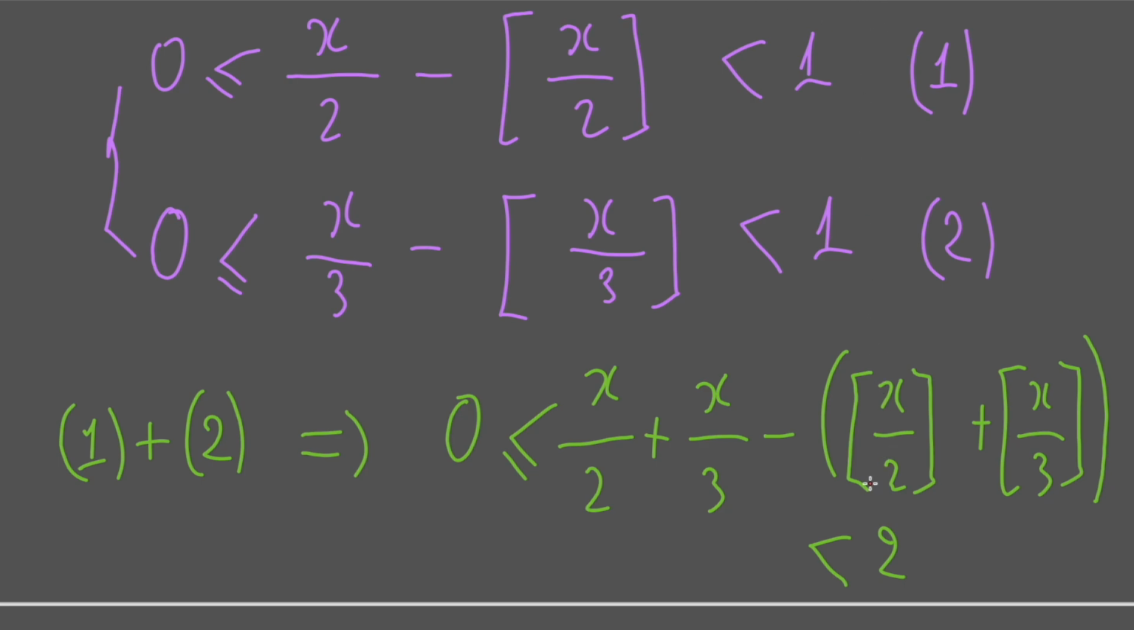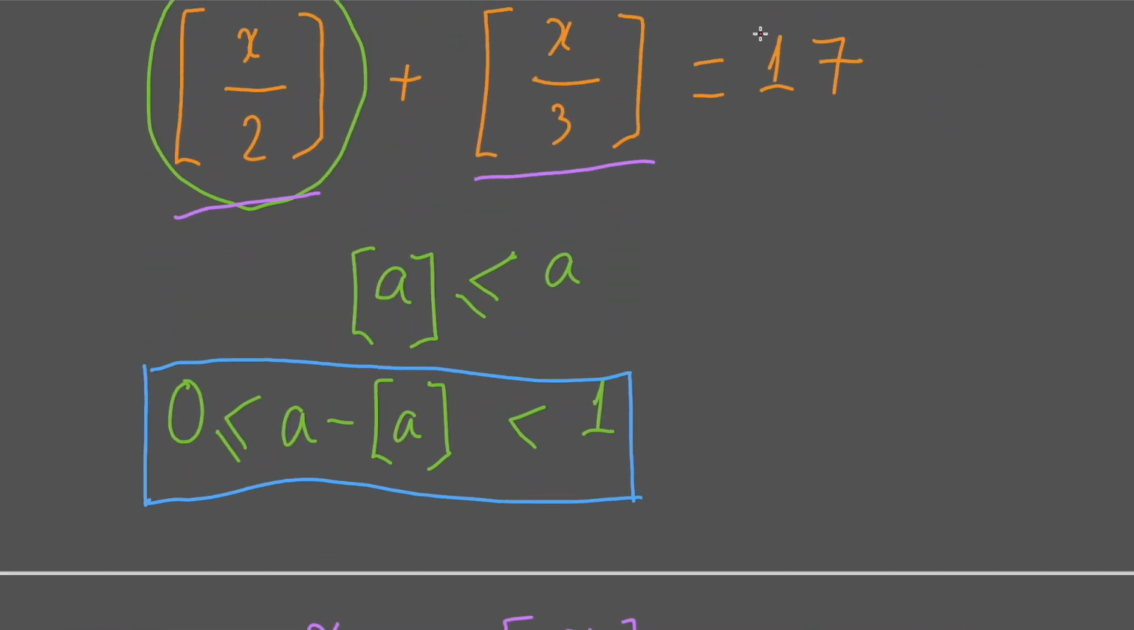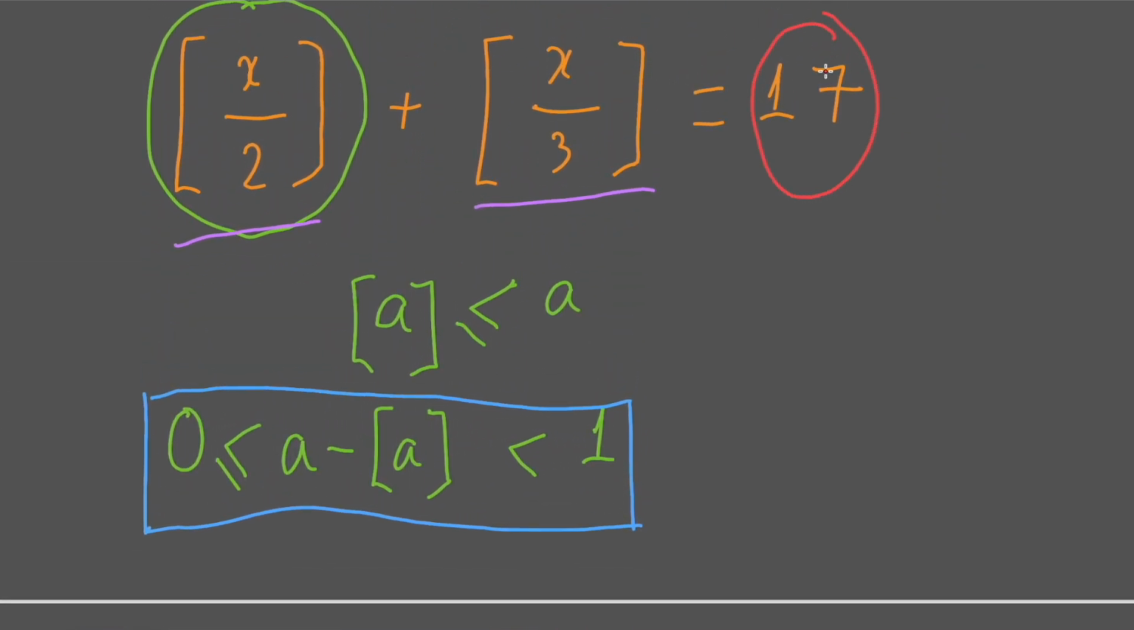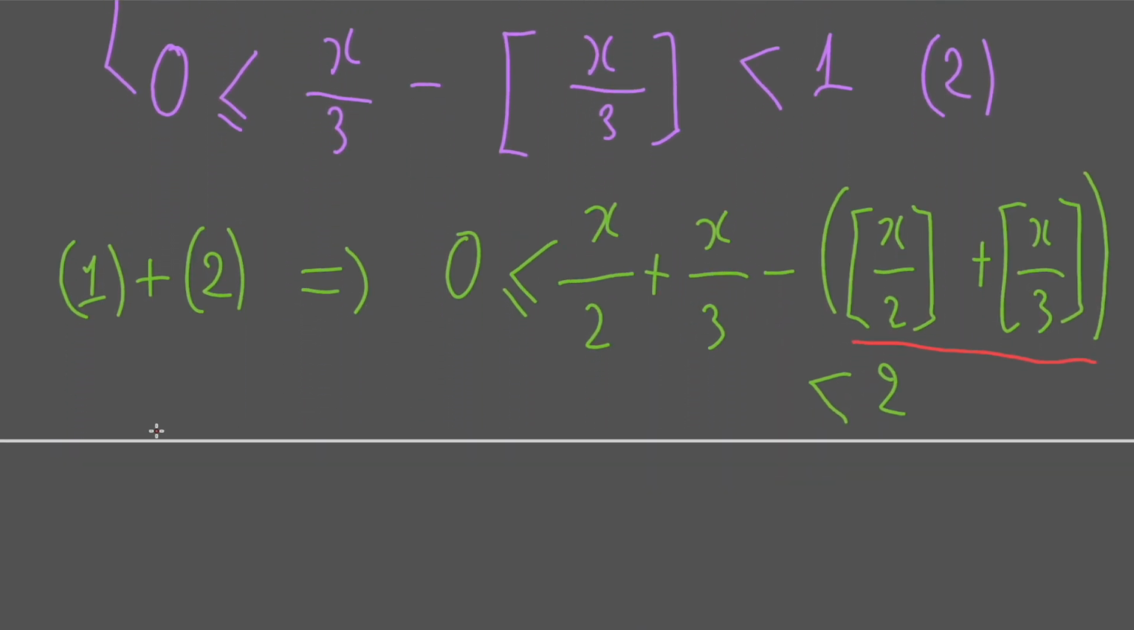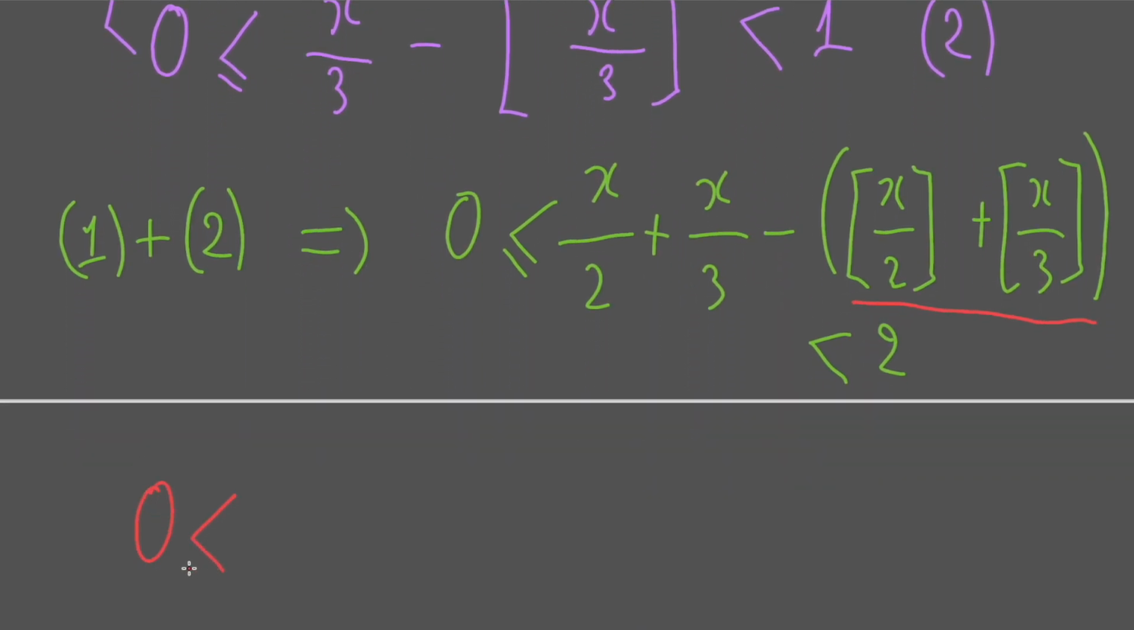Now you would see this is the expression from the equation at first. Then you can replace this expression by the number 17. So to rewrite it, this is 0 smaller or equal to x over 2 plus x over 3 minus 17 smaller than 2.